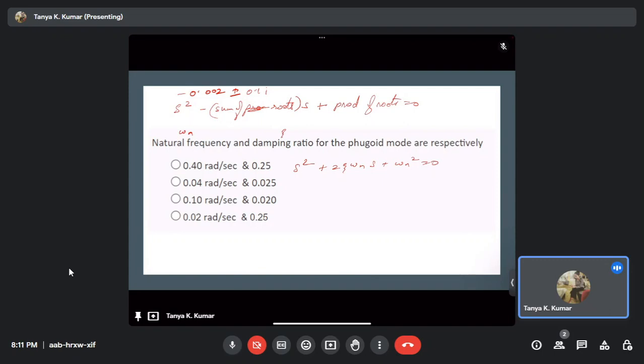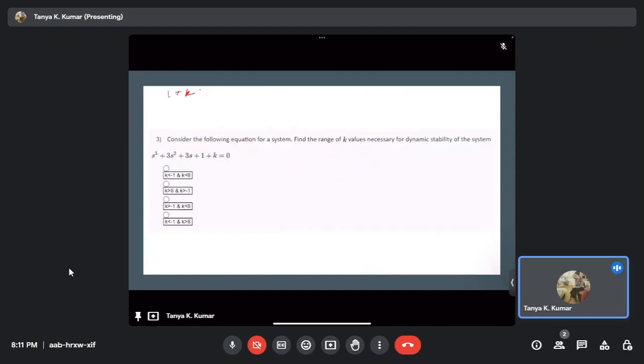Consider the following equation of a system. Find the range of k values necessary for dynamic stability. This again we had done in the last session. First case is that all the coefficients must be positive. So 1 plus k must be greater than 0, or k must be greater than minus 1. Next you have to make the roots table.